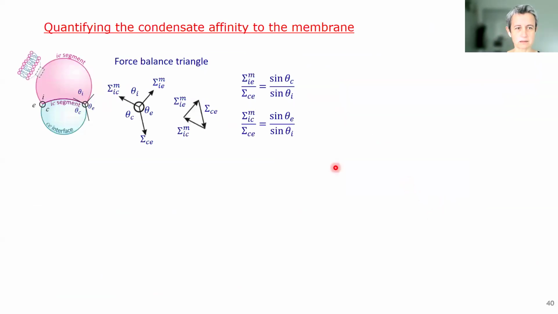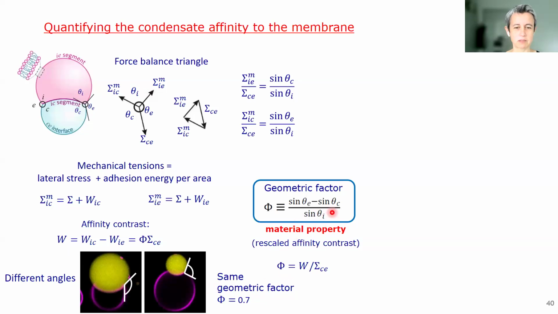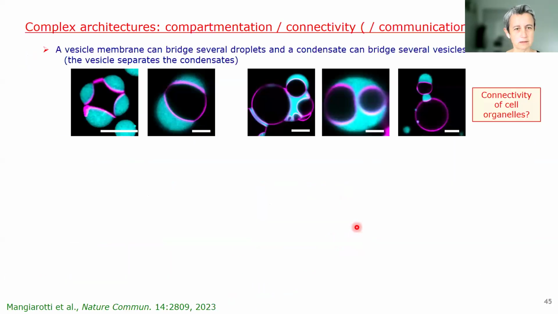I'll skip this slide where I wanted to tell you that there is a way to go around and introduce a geometric factor that can describe this, and it's a material property contrary to the contact angles that one can optically measure. And to tell you that when you have wetting, when the droplets want to wet the membrane, we can observe that vesicles can be bridged by condensates, or condensates can connect vesicles, or you can think of the role of condensates as a connectivity means between membrane-bound organelles in the cell.